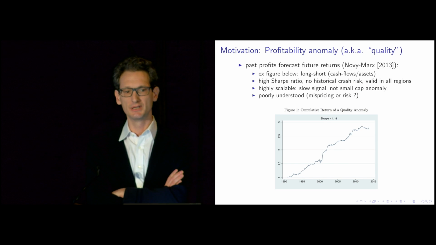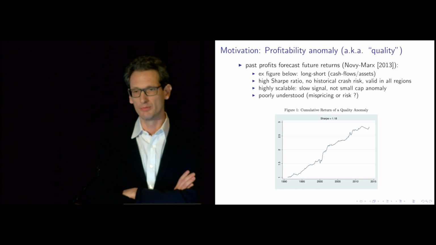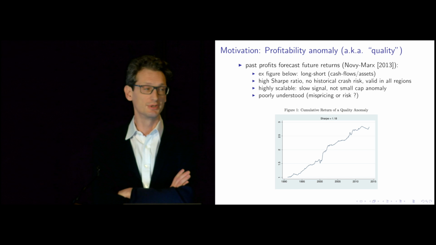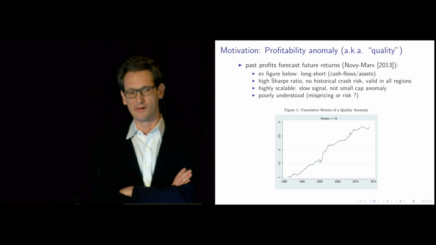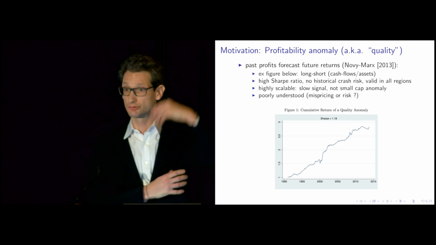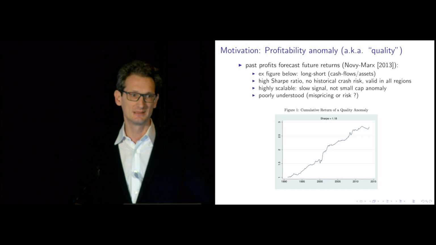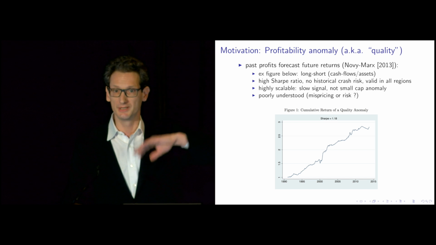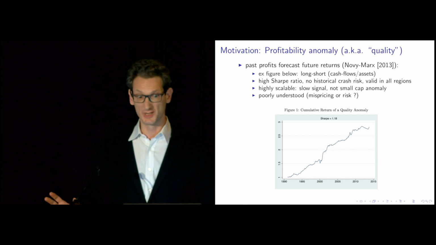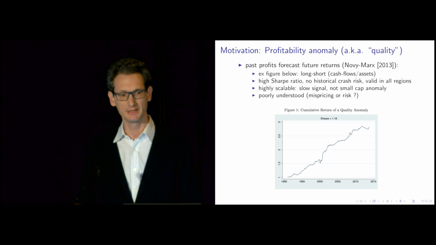So the motivation of this work is really the profitability anomaly, or the quality anomaly, so it has several names, but essentially the idea that past firm profits forecast future returns. Here is just an illustration of this anomaly, where we sort firms by their past cash flow to total assets, and then we construct a long-short portfolio and calculate the cumulative return since the early 1990s. As you can see, this is not our finding, it's known in the literature. It's an anomaly that generates very stable returns with a very crude risk control that we do here. We have a Sharpe ratio of 1.2, which is pretty high.